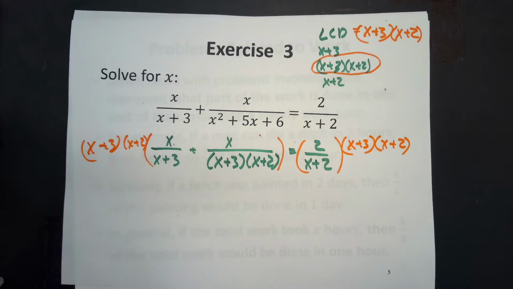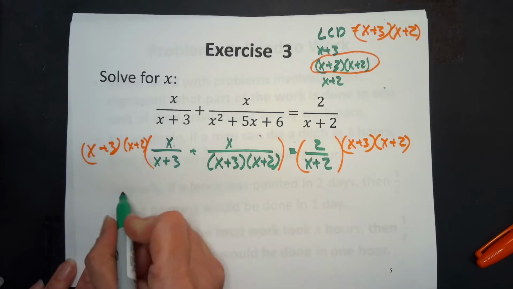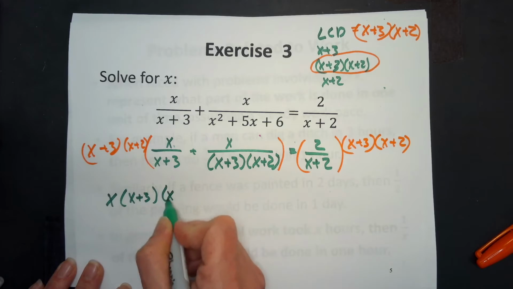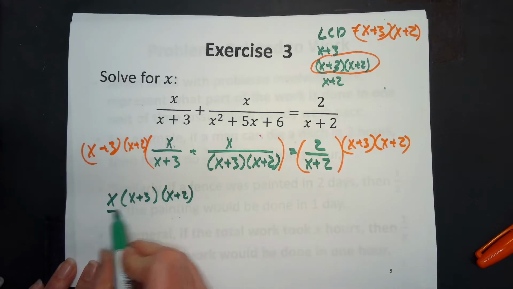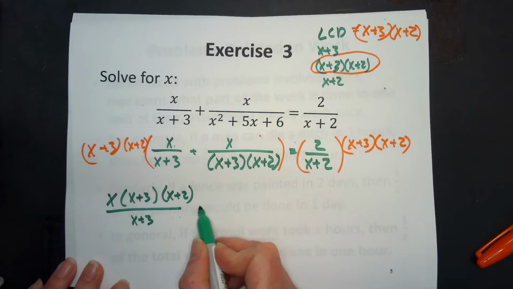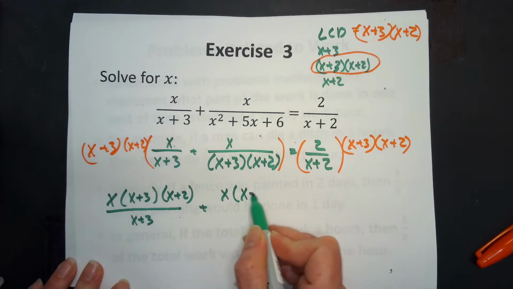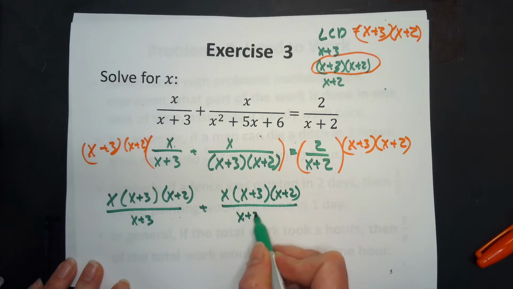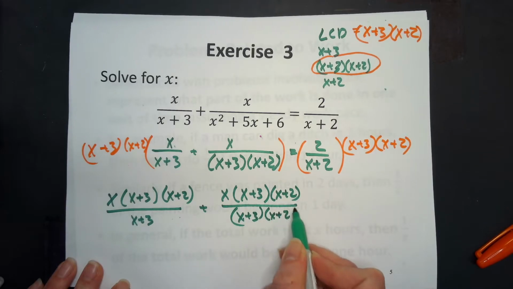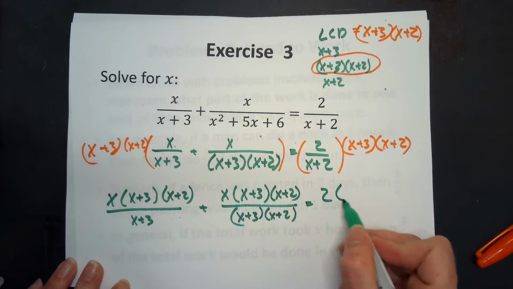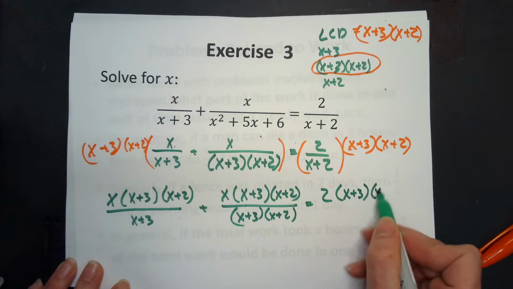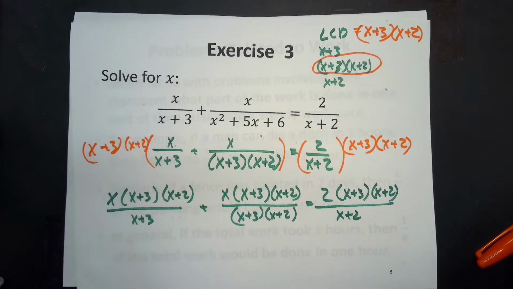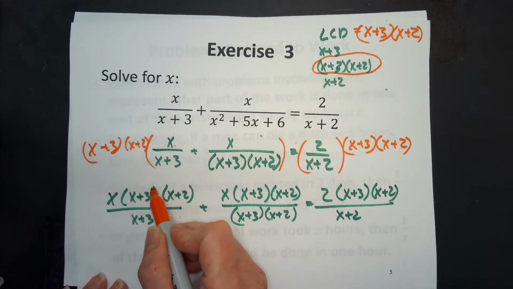And so when I distribute that across, I'm going to get x times x plus 3 times x plus 2, all over x plus 3, plus x times x plus 3 times x plus 2, all over x plus 3, x plus 2, equals 2 times x plus 3, x plus 2, over x plus 2. So I'm going to cancel out all my terms.